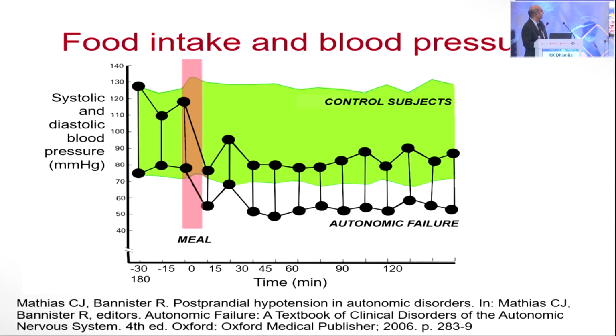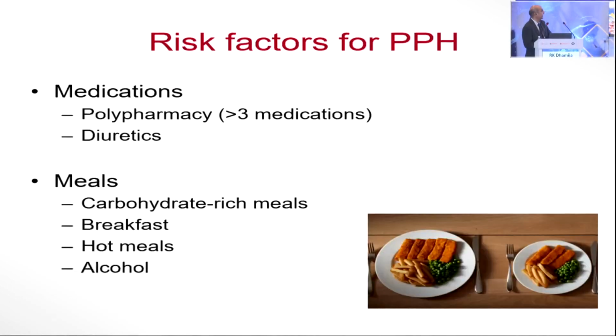So this is again 24-hour ambulatory BP monitoring. You can have the control subject, a normal subject, and the patient with autonomic dysfunction, in PD or other movement disorders, where you see the fall in blood pressure after taking a meal. It can last up to 2 hours. There is a consistent, sustained decrease in the blood pressure.